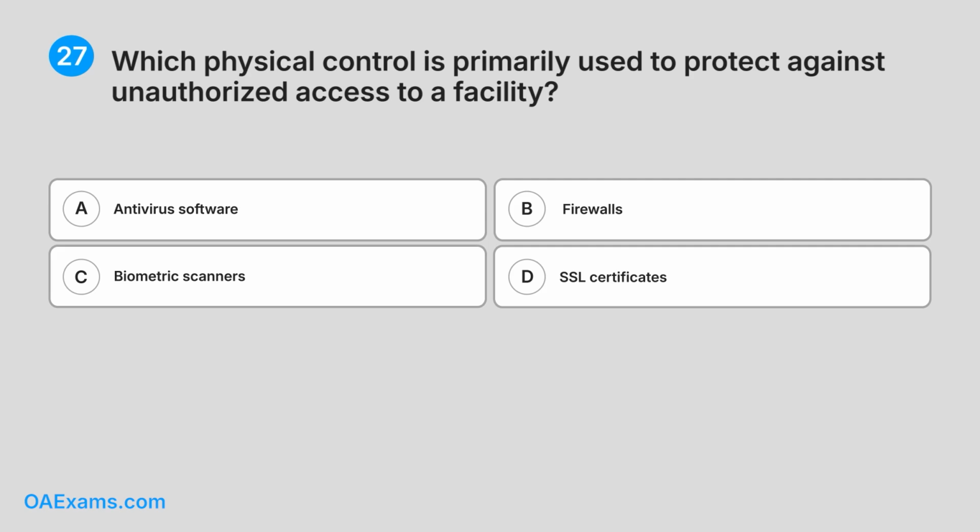A. Antivirus software. B. Firewalls. C. Biometric scanners. D. SSL certificates. Can you guess the answer?